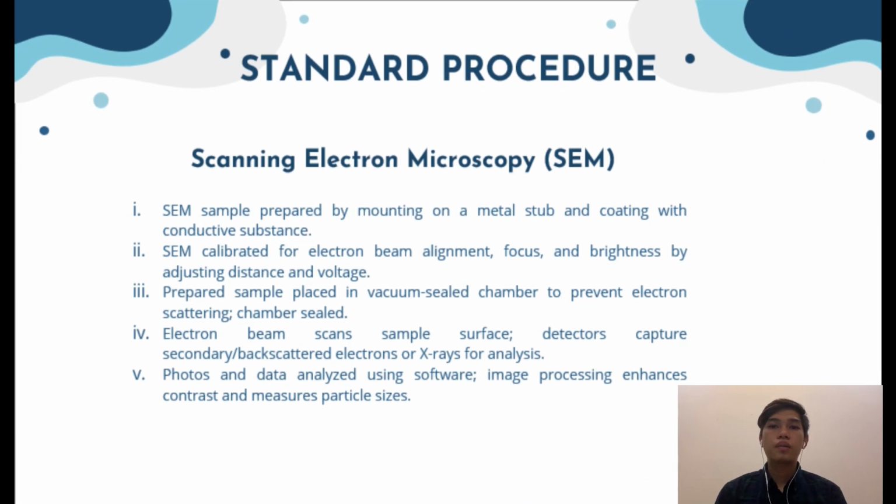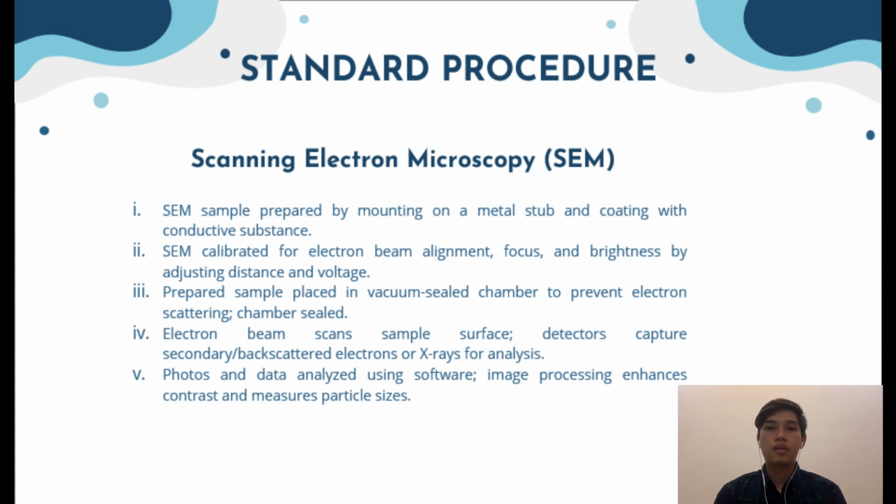For scanning electron microscopy, first, the SEM sample is prepared by mounting it on a metal stub and coating it with conductive substance. Second, SEM is calibrated for electron beam alignment, focus, and brightness by adjusting distance and voltage. Third, prepared sample is placed in a vacuum sealed chamber to prevent electron scattering.